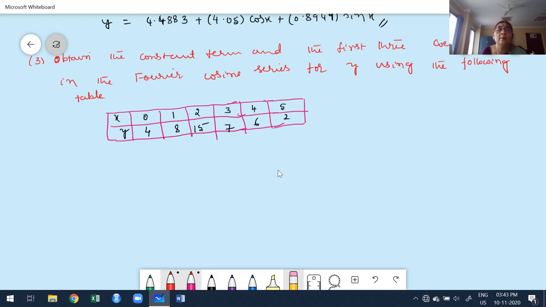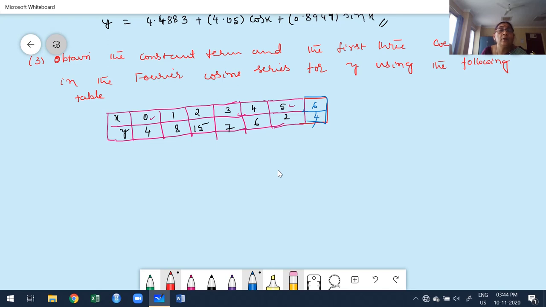complete or incomplete. The first value of x is 0, the last value of x is 5. The corresponding y values in the second row are different. Therefore, this shows the table is incomplete. First, I have to complete it. How to complete this table? Take the next value. What's the increment for each value in the x row? The first row is a uniform distribution. The next value is 6, and the corresponding y value is 4. Now this table is completed.